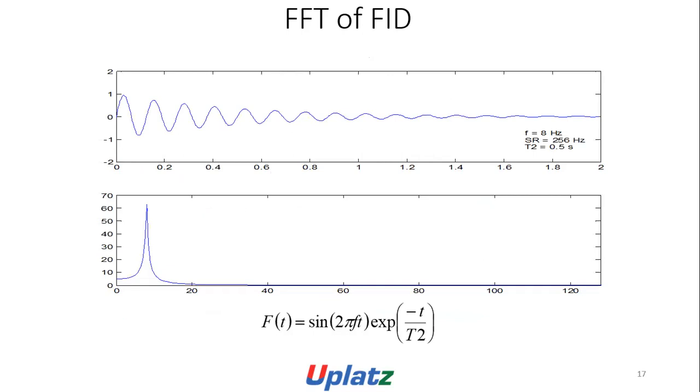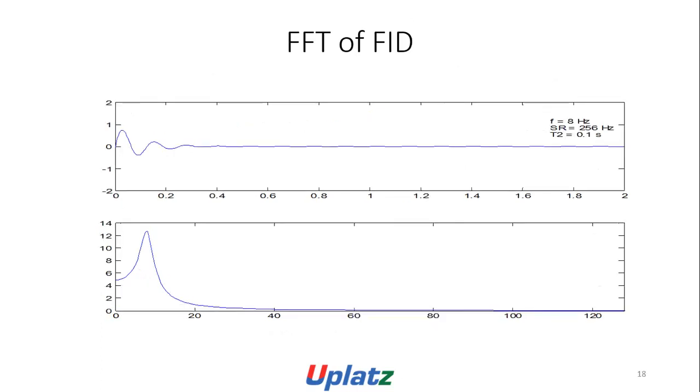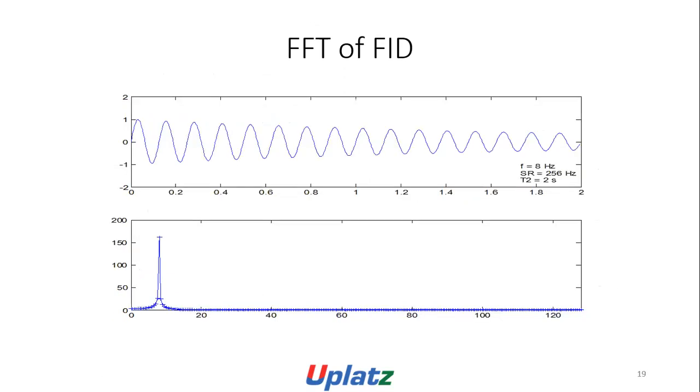FFT of FID. f of t is equal to sine 2 pi f t into exponential of minus t by T2. f is equal to 8 hertz, T2 is equal to 0.5 seconds, and it is shown here. For T2 is equal to 0.1 seconds it is shown here, blown up figure, and 2 seconds is shown here.